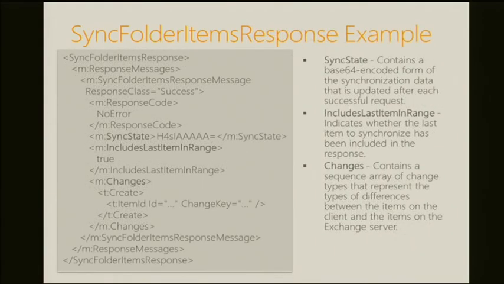So then the sync folder items response. You get back a new sync state. And you get back a very similar element, includes last item in range. If that's false, you're using paging and the events that you're getting back are outside of your page size and you have more changes to get. And then you have a changes collection here, which would include all the creates, updates, deletes, et cetera, different changes that happen in that given folder.